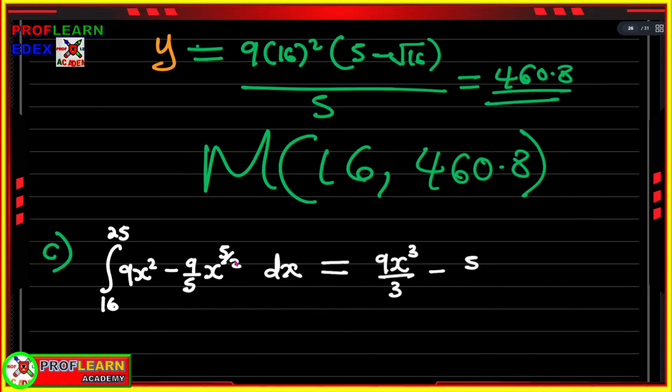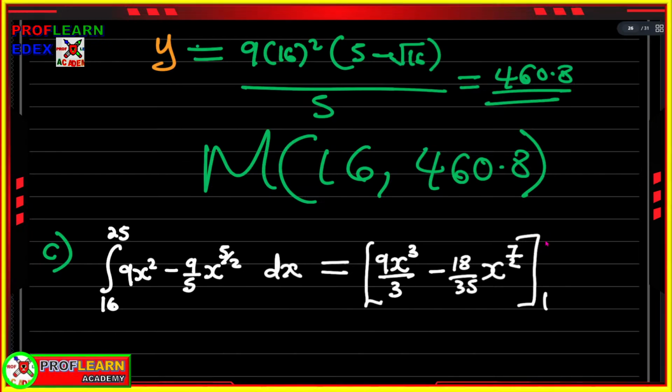So I want to get the new power, 5 over 2 plus 1. I get the answer. The answer I'm getting, I will divide it by 9 over 5. So 9 over 5 divided by the answer I got, I'm going to get 18 over 35 x raised to power 7 over 2. Now we know that for integration we need to include the constant, but since we have the limits, I'm not going to include the constant.